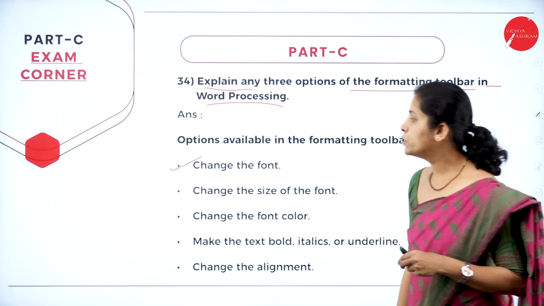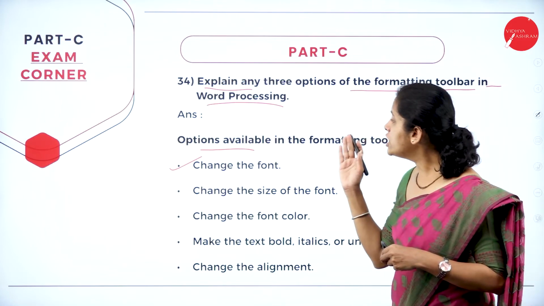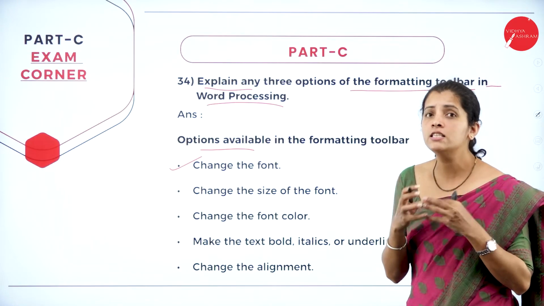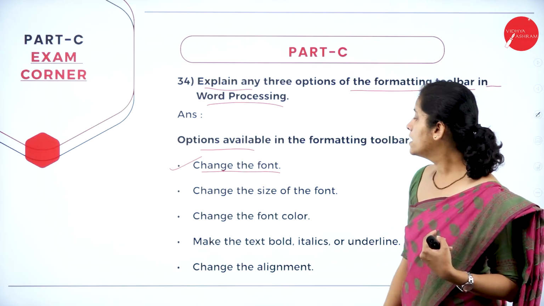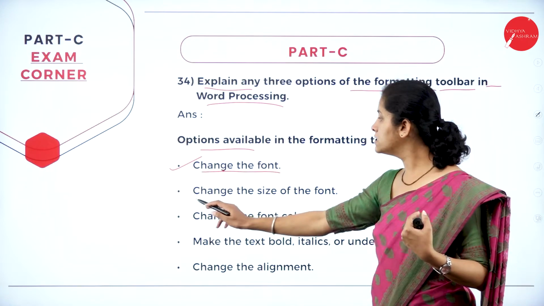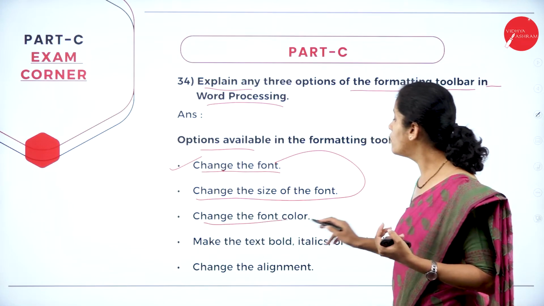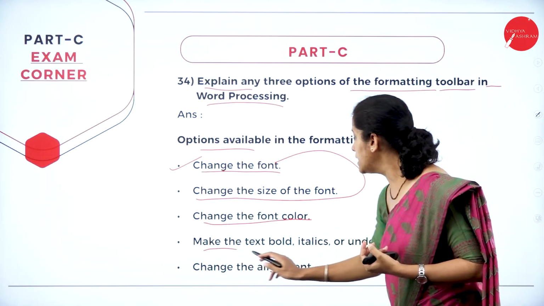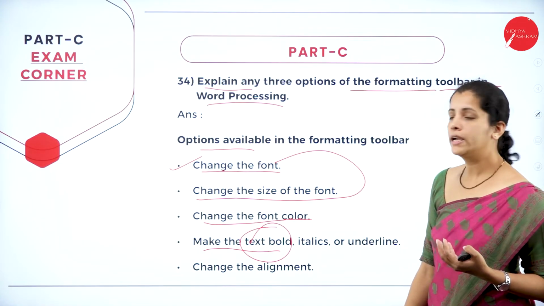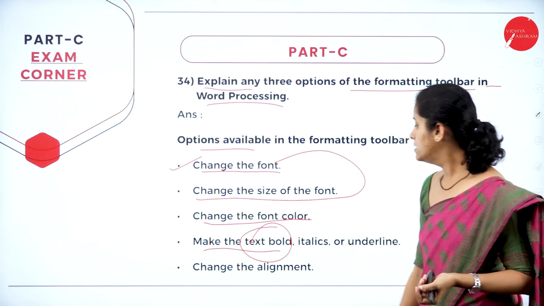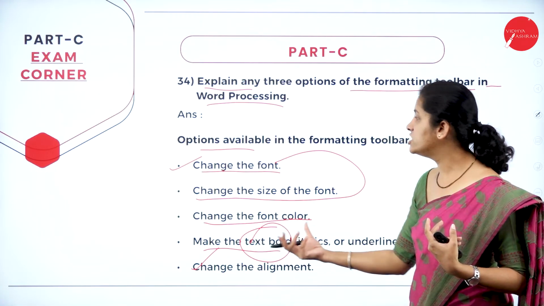So I'm going to have the options that are available in the formatting toolbar. Change the font: suppose I want to change the style of the font, that is font style. Then if I want to change the size of the font, these are examples of the formatting toolbar. Now if I want to change the color of the font, or make the text bold, italic or underline, or change the alignment, then I have those options.